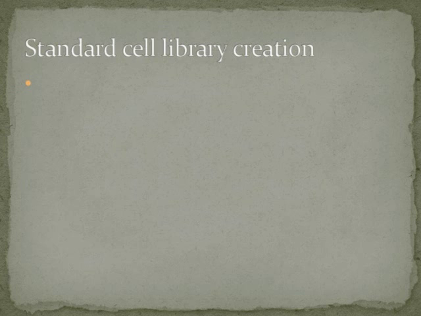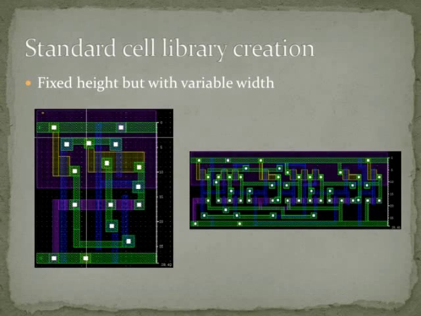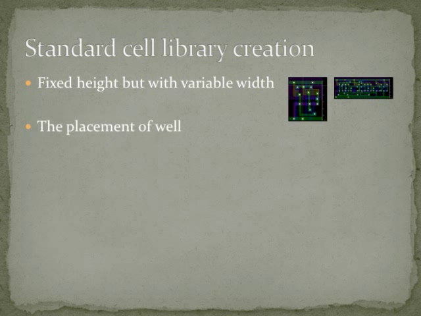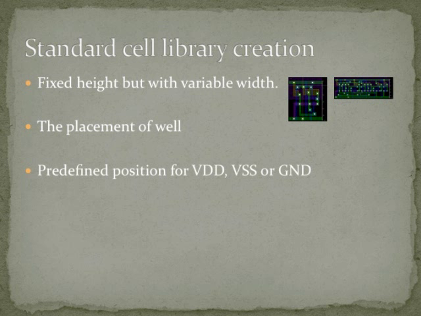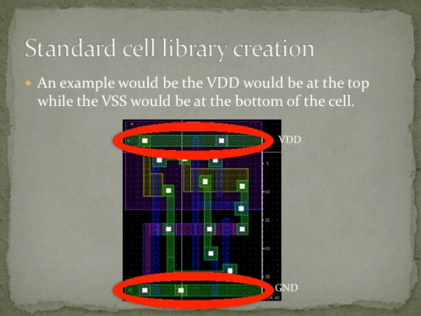Standard cell library creation consists of fixed height but variable width. It also consists of the strategic placement of wells. Standard cell consists of the VDD, VSS or GND. In this, cells have a predefined position and width so that it would allow easier connections between two or more cells. An example would be the VDD will be at the top, while the VSS will be at the bottom of the cell, as shown in the video.